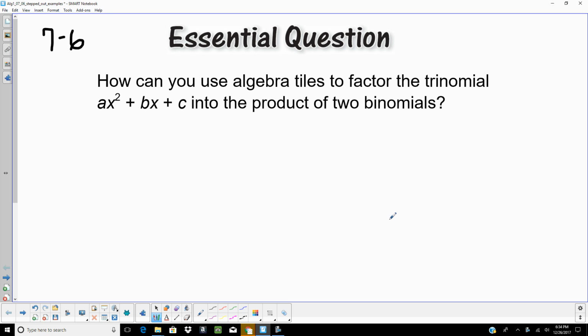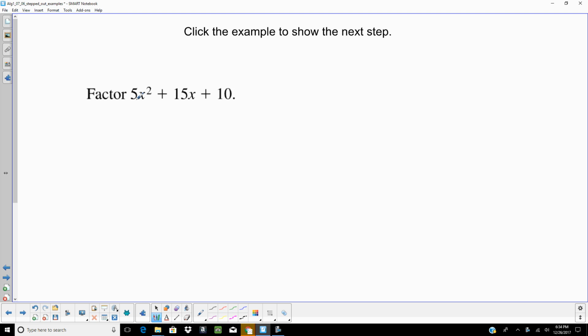Hello, today we are doing Chapter 7, Section 6, and our essential question says algebra tiles, but what we're going to be doing is actually just factoring ax squared plus bx plus c into the product of two binomials. And I'm going to show you two different methods of doing that. So on this first one, we've got 5x squared plus 15x plus 10.